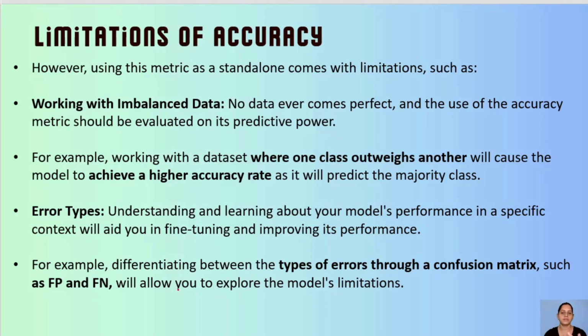So with this accuracy, we can differentiate the types of errors through your confusion matrix, right? And with those types of errors, such as false positive and false negative, which we are talking about as type 1 and type 2 errors, we can explore the model's limitations and the model's capabilities. Then we will understand your precision.